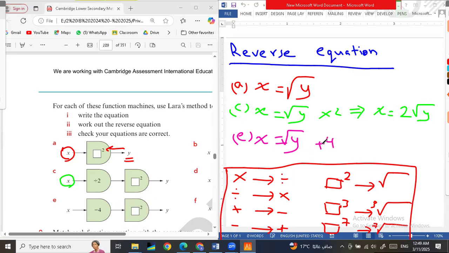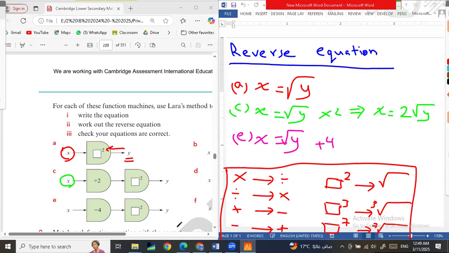Mister, can I put the plus 4 under the square root? No, you square rooted only the y. So whatever is going to happen after that is out of the square root. It's only y, but the y is going to get square rooted. So it's square root of y. Then the answer of that, you add with the 4.